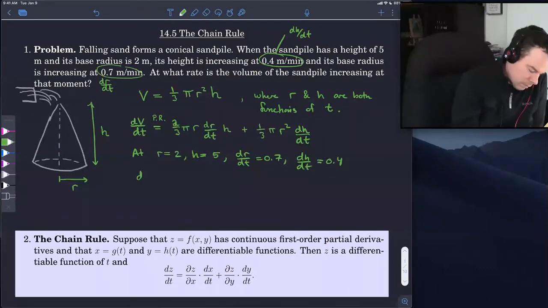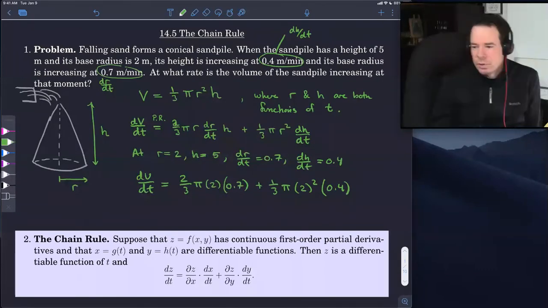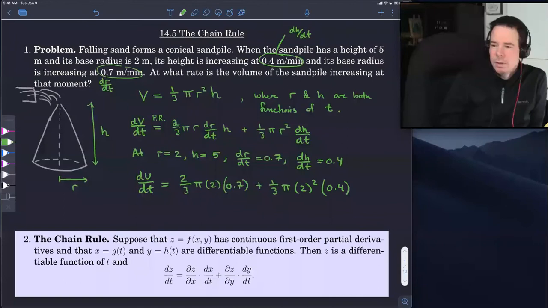We can plug all this information in, and we get that the rate of change in the volume is 2/3 pi times the r value times dr/dt plus 1/3 pi the r value squared times dh/dt. And so there's our resulting value. We could simplify that if we wanted to, but we don't need to spend time on this in the lecture now. This is just arithmetic.